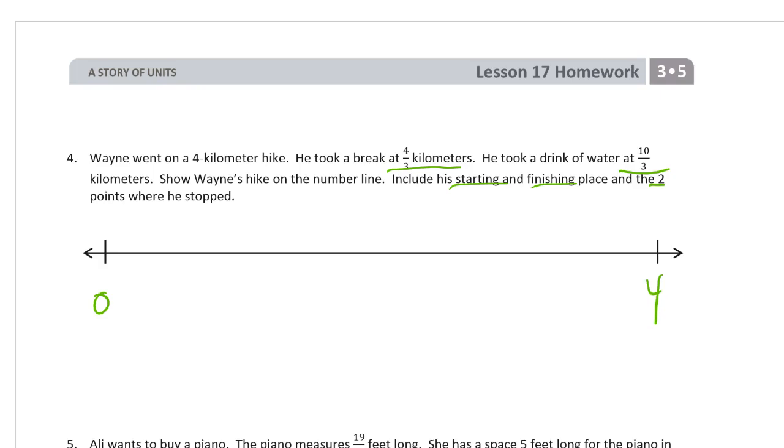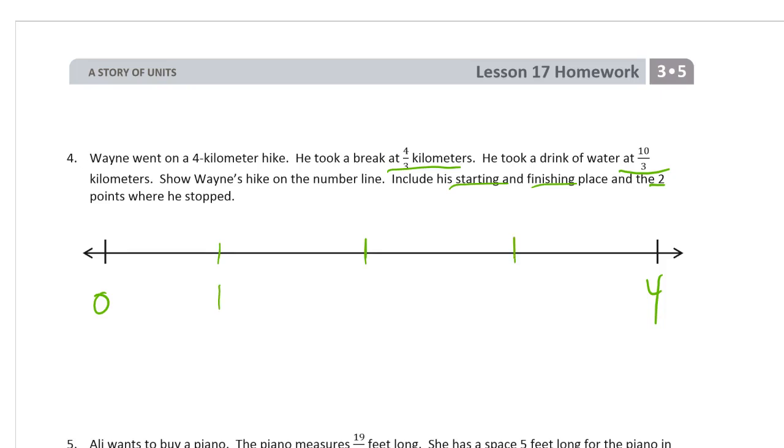So in between we need a 1, a 2, and a 3 for the whole numbers, for the kilometers. So we want to space them out evenly. We need 3 marks, right? That's a 1, a 2, and a 3. So 3 evenly spaced marks. That means 1 in the middle, and 1 half again, and then half again.